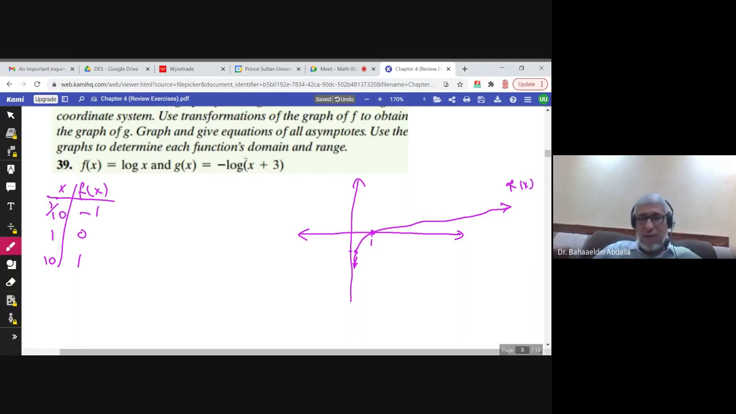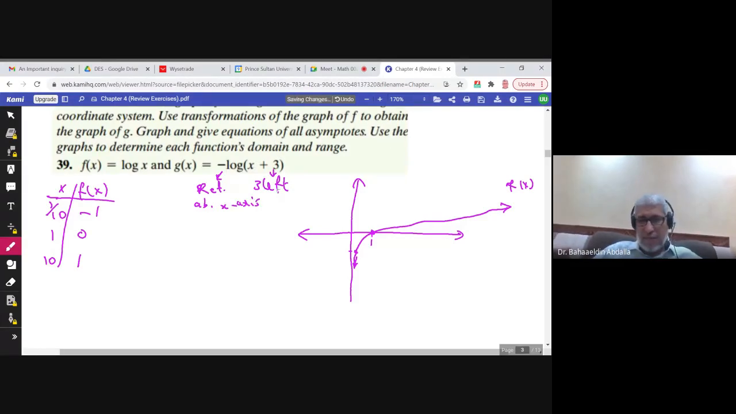Okay, now what happened here? This 3 will take the graph 3 units to the left, and this minus will be a symmetry or reflection about the x-axis.